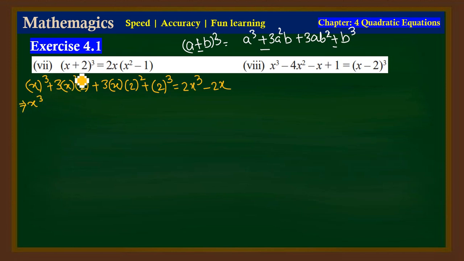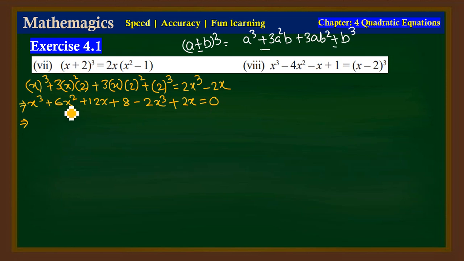3 into x square into 2. The numbers we are going to multiply, 3 twos are 6, and x square remains x square. Now plus 2 square becomes 4, 4 threes are 12, and it becomes x plus 2 cube is equal to 8. So 2x cube, I'm just taking it to this side, that will become minus 2x cube. Minus 2x will come this side, that will become plus 2x. And the final result is equal to 0.